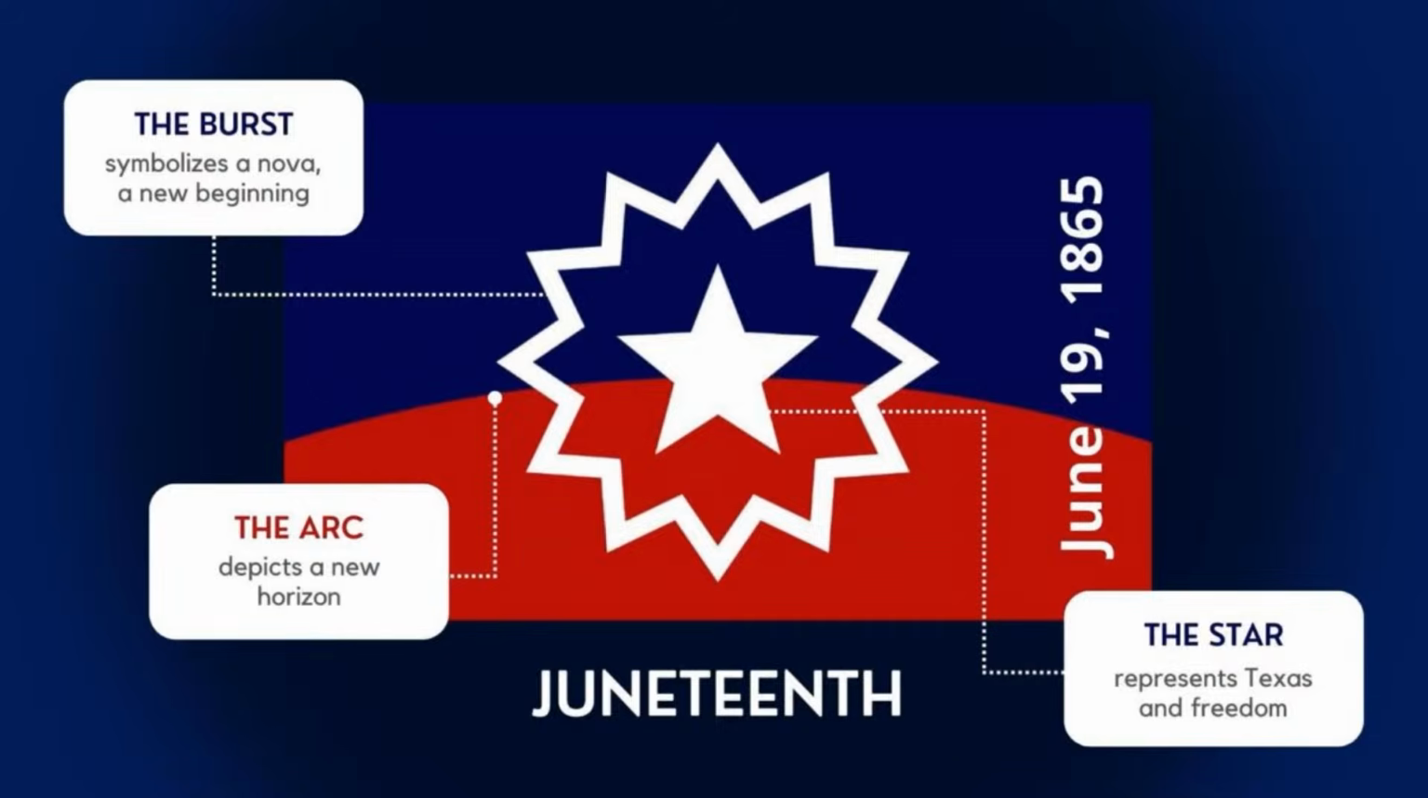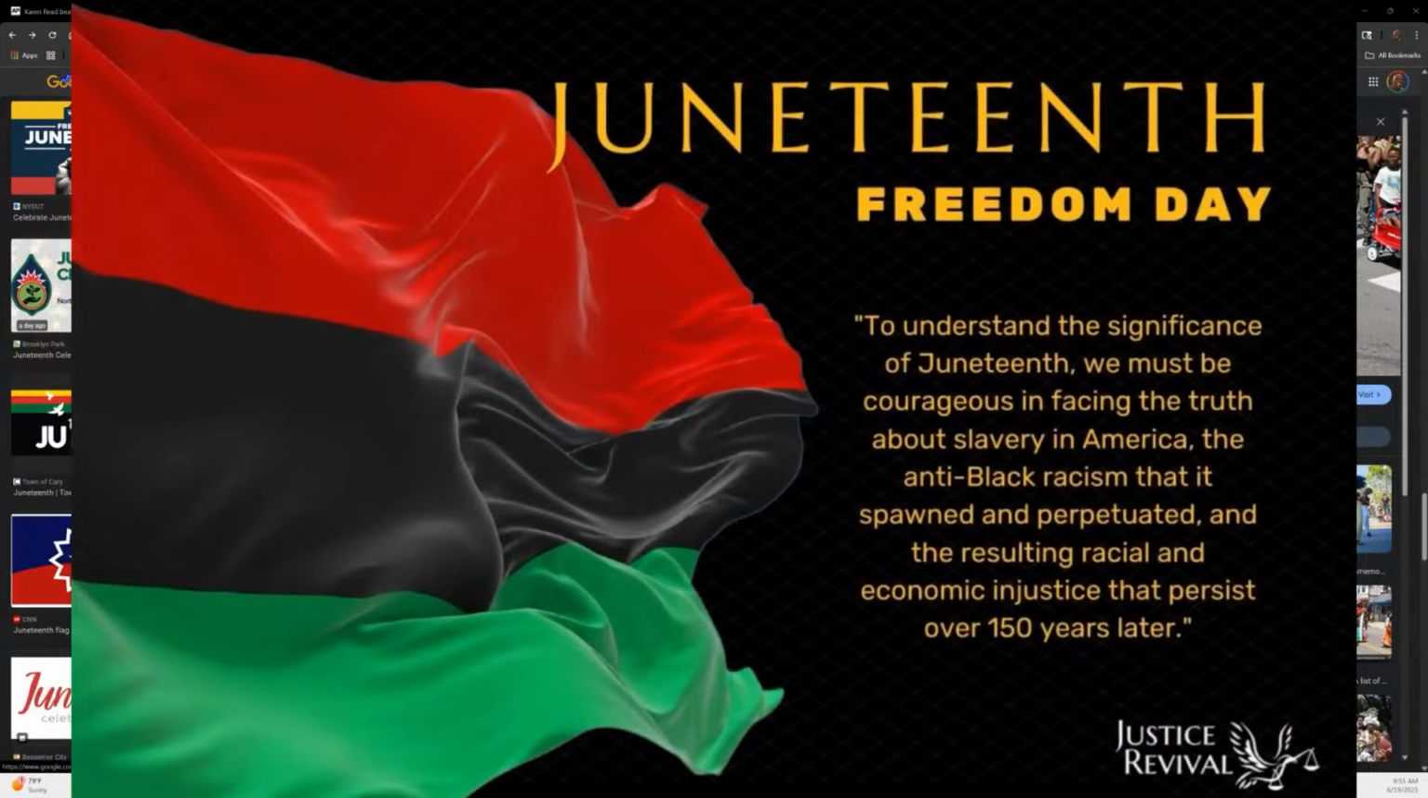But the red, black, and green flag, while interesting enough, says that we are not just survivors, we are warriors, innovators, kings and queens. Our freedom doesn't come from Lincoln's pen, it comes from our fight, our resistance, and our bloodline. That's why so many in the Black liberation movement reject the red, white, and blue, while others accept it.